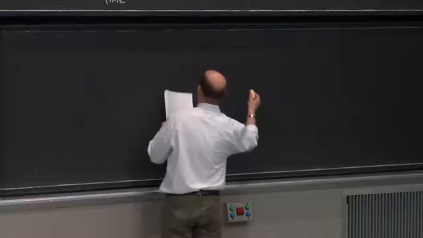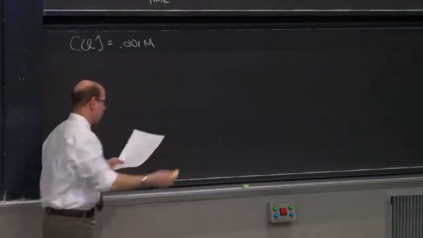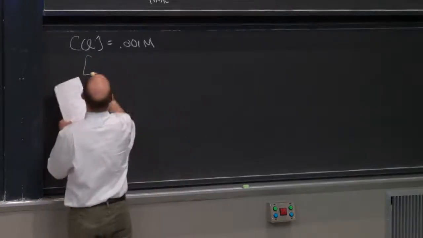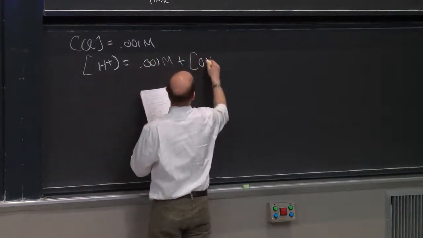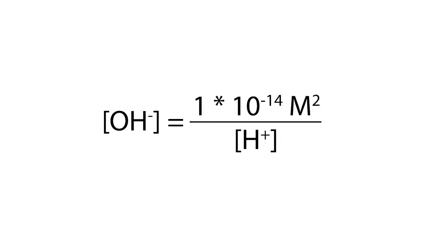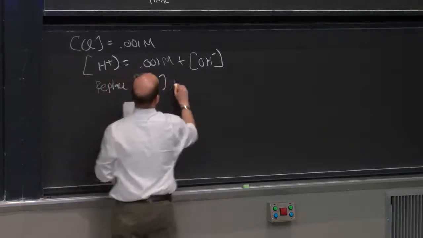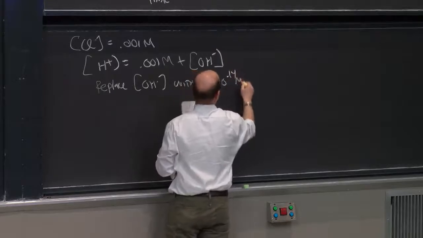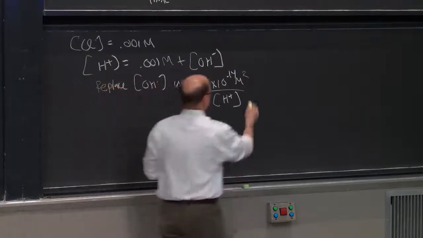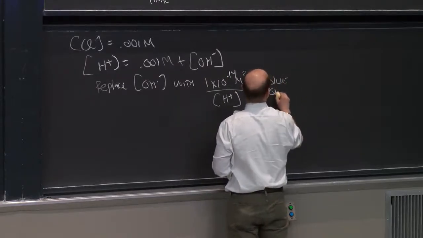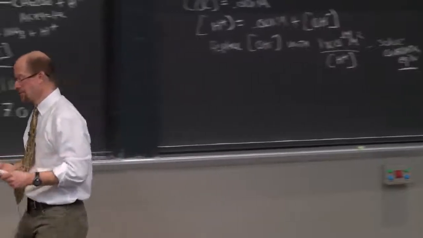I can simplify this in two ways. I can say here that the chloride concentration must equal about 0.001 molar, because after all, the hydrochloric acid is completely dissolved, right? And therefore, I can write that the proton concentration must equal 0.001 molar plus the concentration of OH minus. And if I wanted to, I could use this equation for OH minus, so that I could replace the concentration of OH minus with 1 times 10 to the minus 14 molar squared over the concentration of protons. If I plug that in, then I'm going to have a quadratic equation in protons, right? And I could solve the quadratic. Or I could just make some reasonable assumptions.